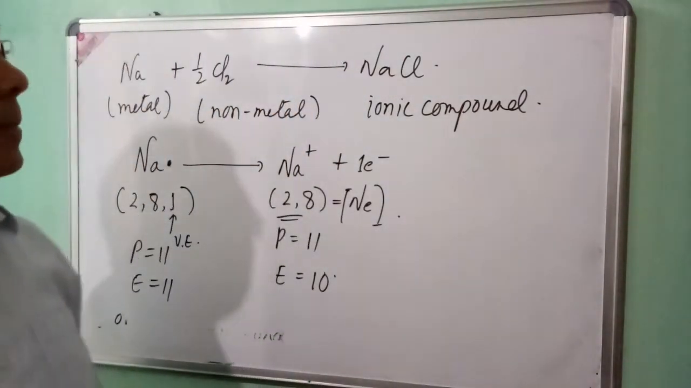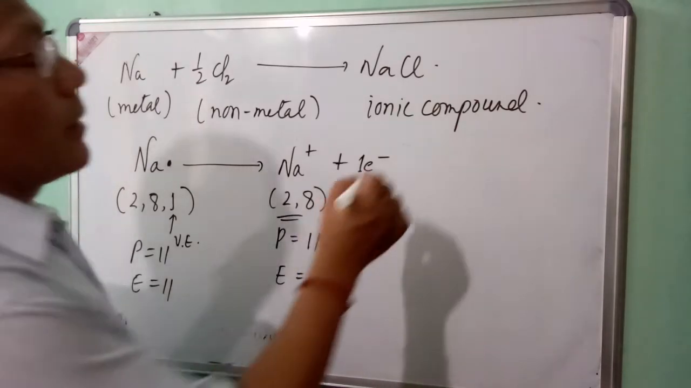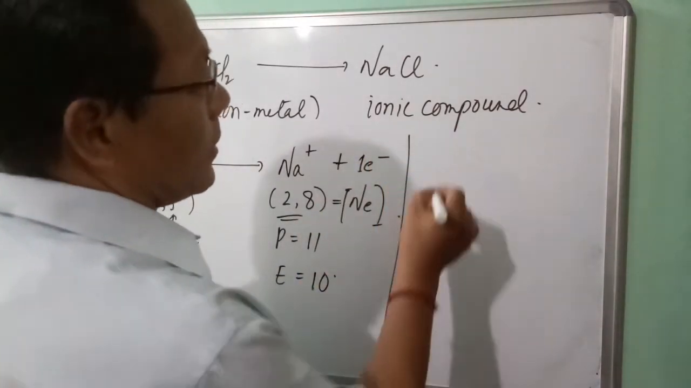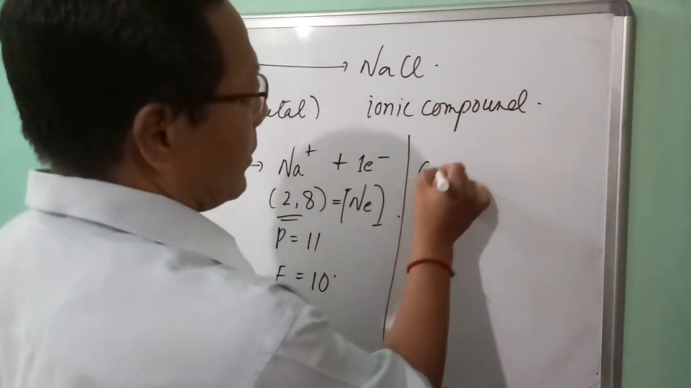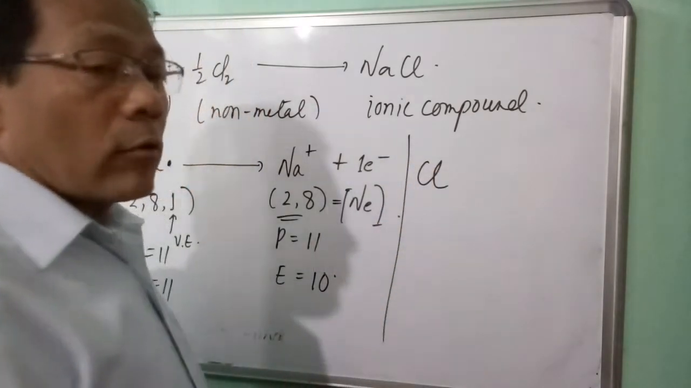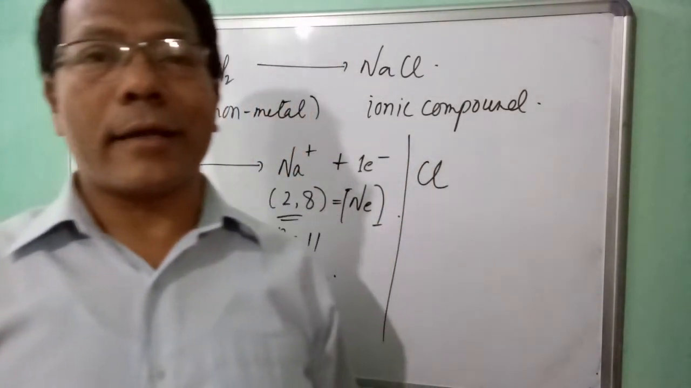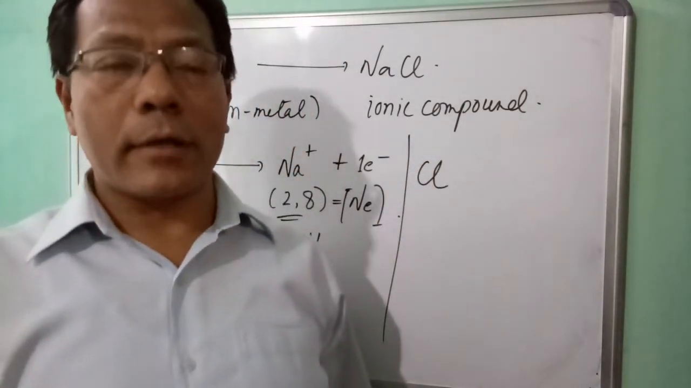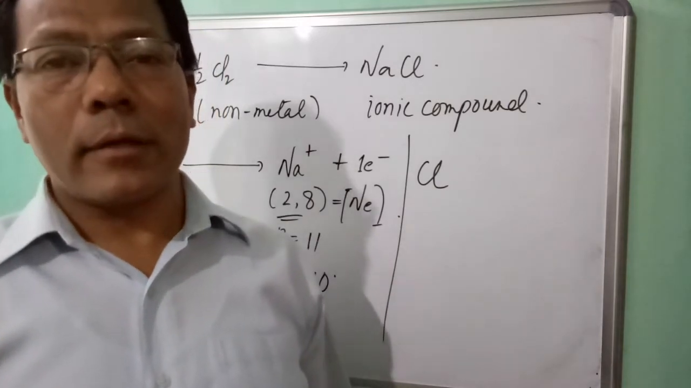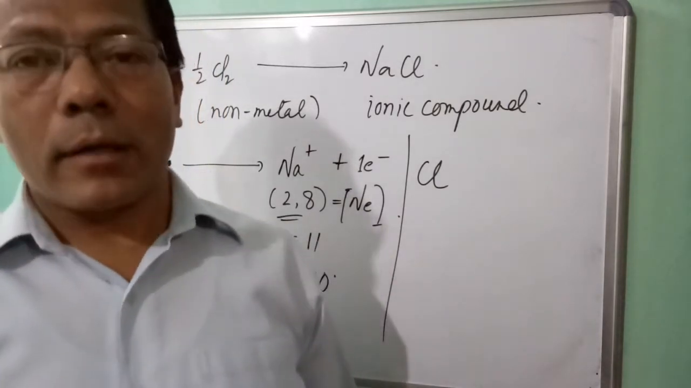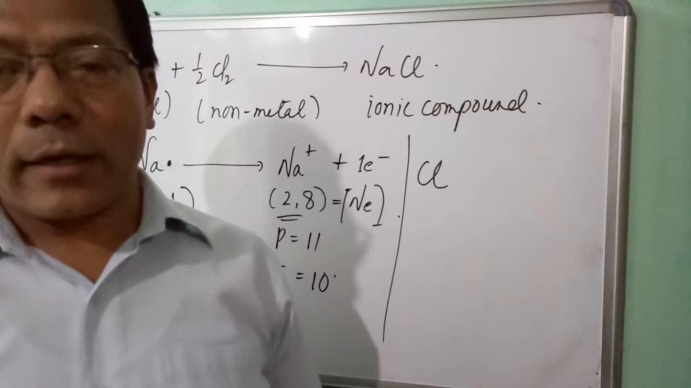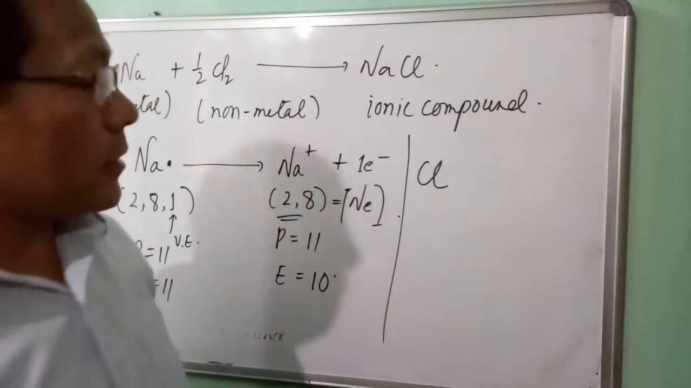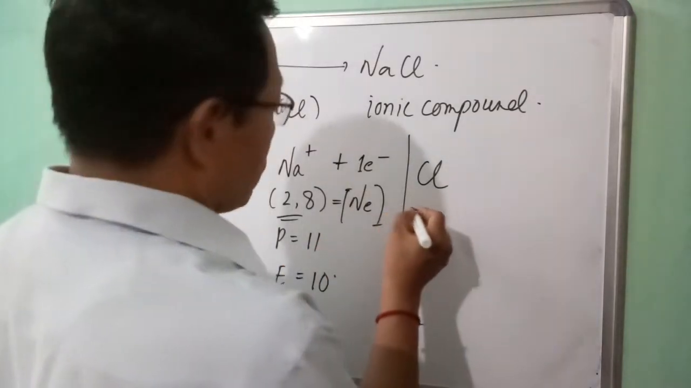Next, chlorine is a non-metal. Non-metals are electronegative elements which can gain electrons to form an anion. Now let us see the electronic configuration of chlorine.